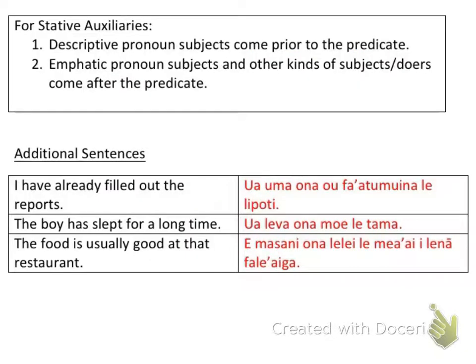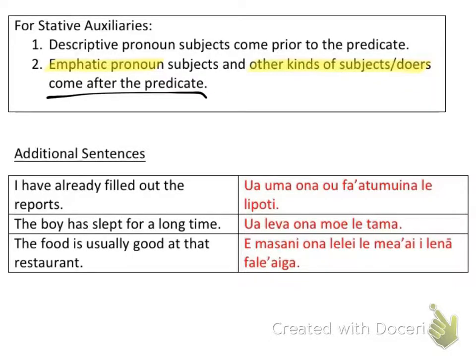Okay, so for stative auxiliaries, just a review, we have descriptive pronouns, subjects that come prior to the predicate. So I put those before my main predicate. So I have an auxiliary, ona, and then I put the descriptive pronoun, and then I put the predicate. Whereas with emphatic pronouns or other kinds of subjects and doers, they come after the predicate, okay?